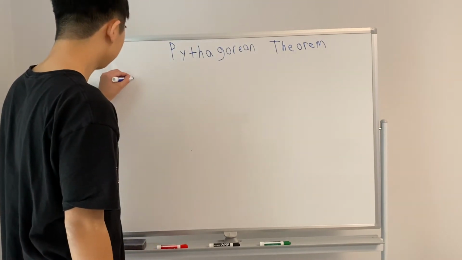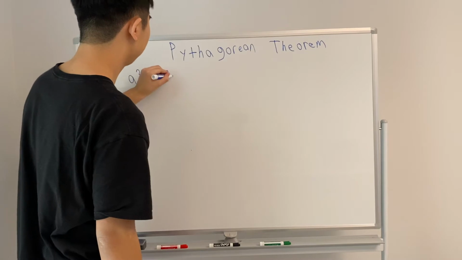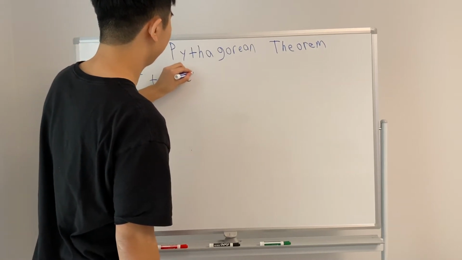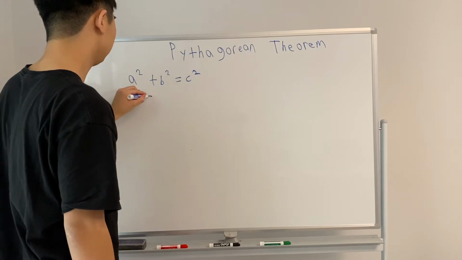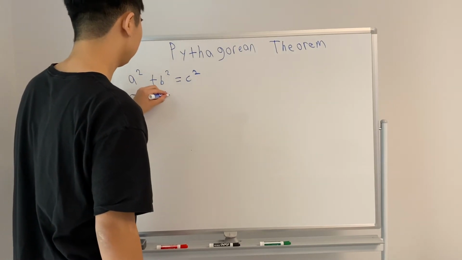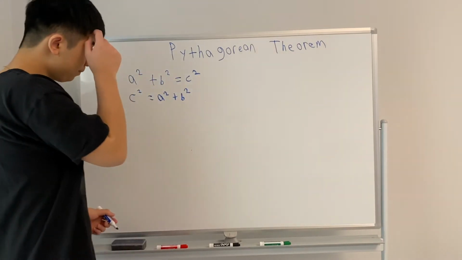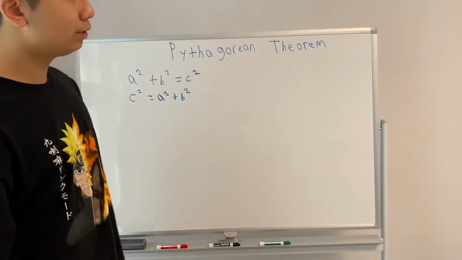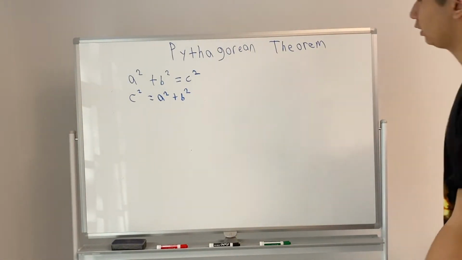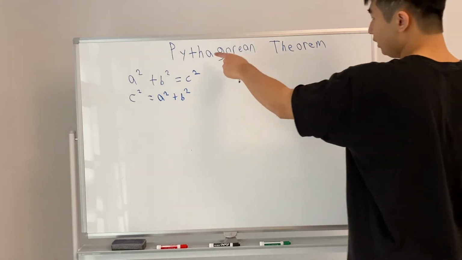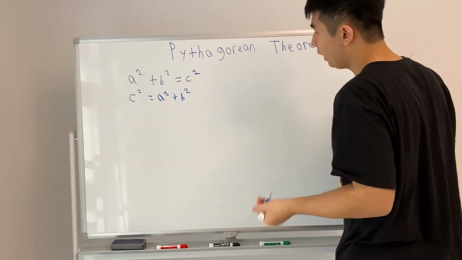Well, it's a squared plus b squared equals c squared. It can also be written this way. Doesn't really matter. Okay? So, when do you use the Pythagorean Theorem? Sorry if I'm not saying that right. It's a bit of a tongue twister for me. But anyways, you can only use this when you're dealing with a right angle triangle.